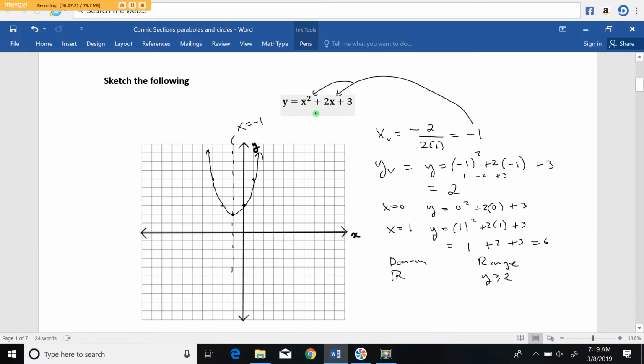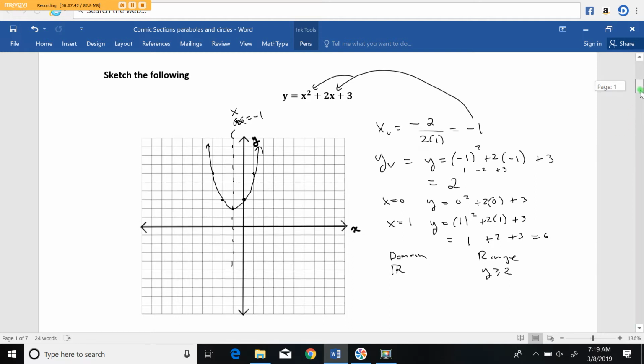Anytime these parabolas open up or down, the axis of symmetry will be of this form, x equals some number. If they open left or right, kind of like this, the line of symmetry will be horizontal, and it will have a form y equals something. So let's take a look at another example here.